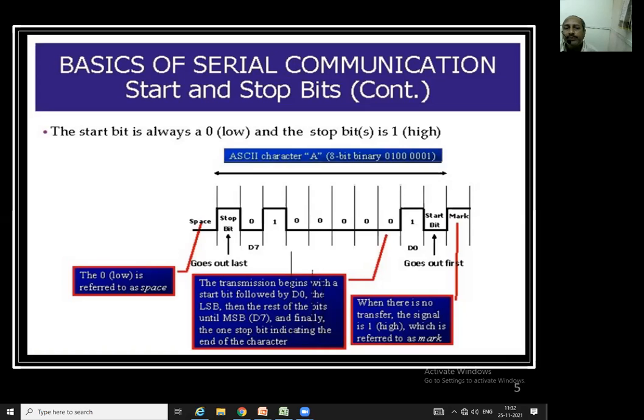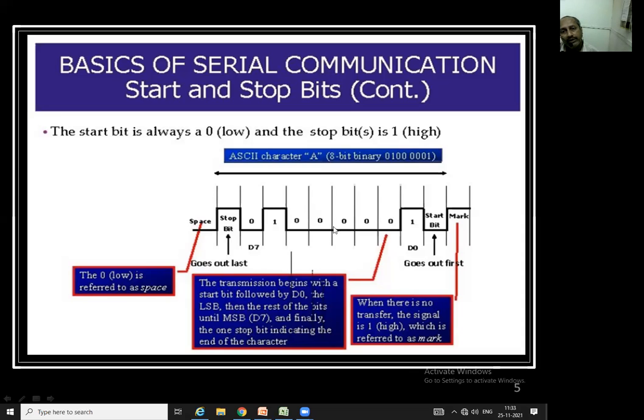So in that, the space is referred to as a 0 and the mark as 1. These new words might be unfamiliar to you, but you are supposed to remember them, because they can be asked in the MCQ also. In serial communication, the space is referred to as dash dash, and mark is referred to as dash dash. So mark means logic 1 and space means logic 0. That also you are supposed to remember.